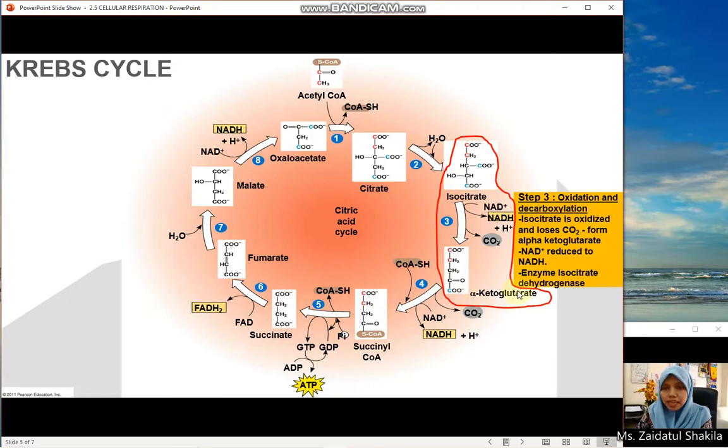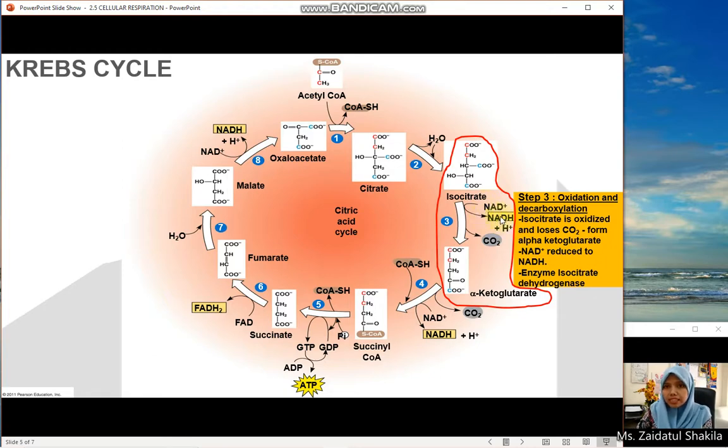In this step, there are 2 processes involved. One is the oxidation reduction process and the second is the decarboxylation. Okay, the first process is oxidation reduction, whereby isocitrate will be oxidized by losing electron and hydrogen ion. So NAD+ will be reduced by gaining electron and hydrogen ion from isocitrate.